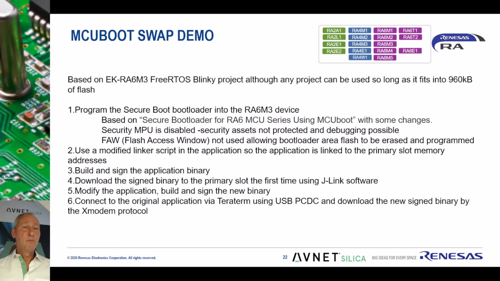I will now demonstrate a modified MCU Boot example on the EK-RA6M3 in swap mode with XMODEM update capability. I will program the secure boot bootloader into the RA6M3, use a modified linker script in the application so the application is linked to the primary slot memory address, build and sign the application binary, download the signed binary to the primary slot, the first time using J-Link software, modify the application, build and sign it, and then connect to the original application using TeraTerm via the USB CDC interface and download the new signed binary using the XMODEM protocol. That is effectively the firmware update.